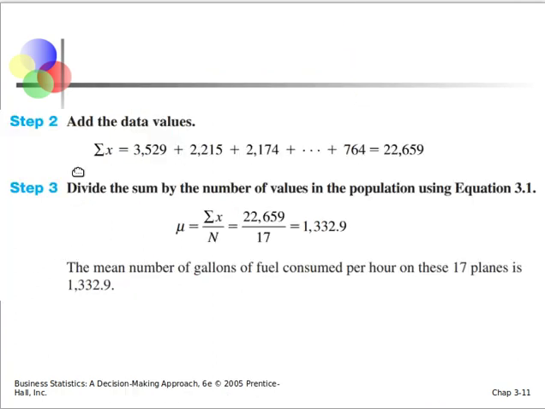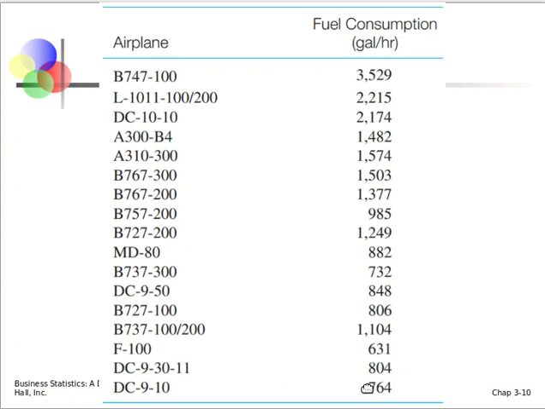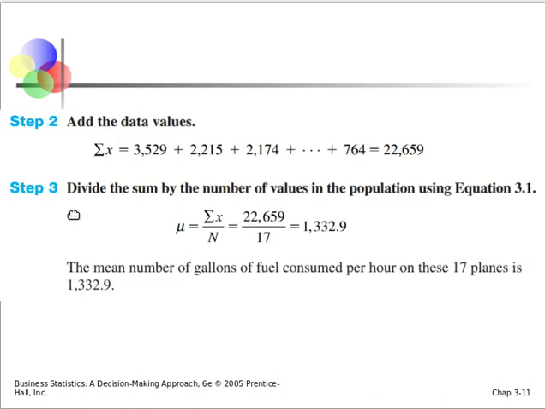Now, step 2, add the data values. The total is you add all those numbers. You add all these numbers, sum them, and then divide the sum. Divide the sum by the number of values in the population using equation 3.1, which is this one.